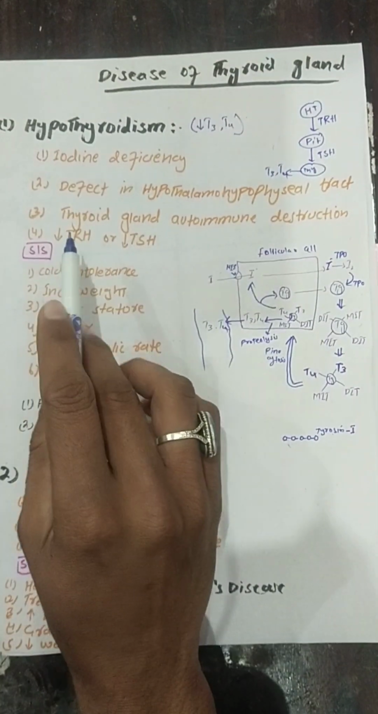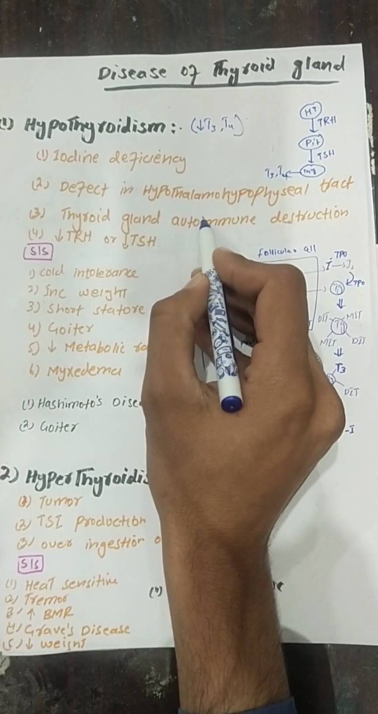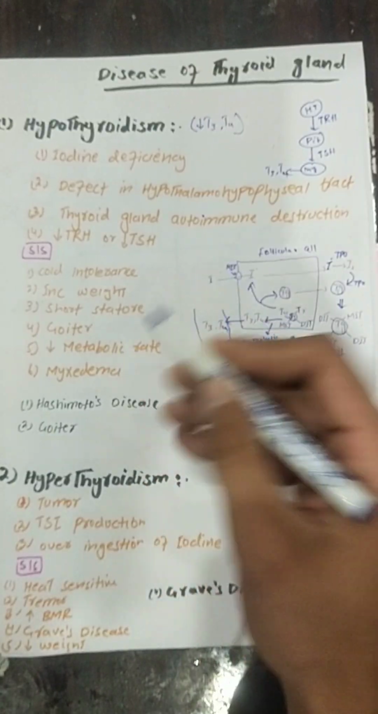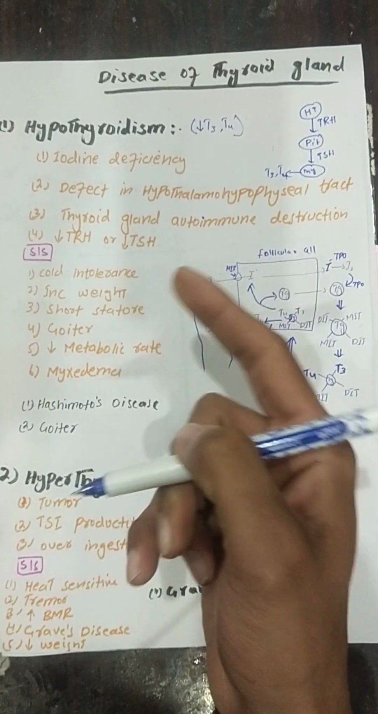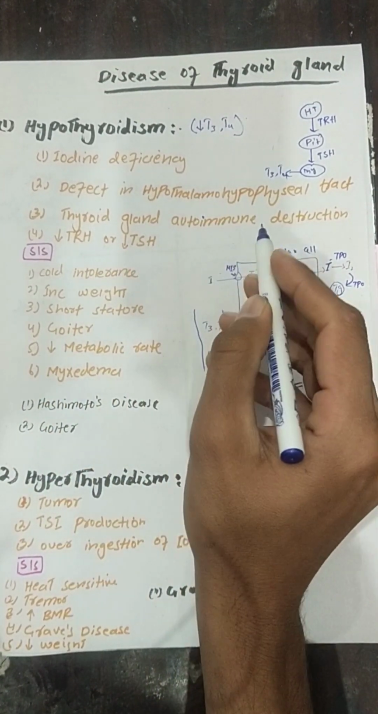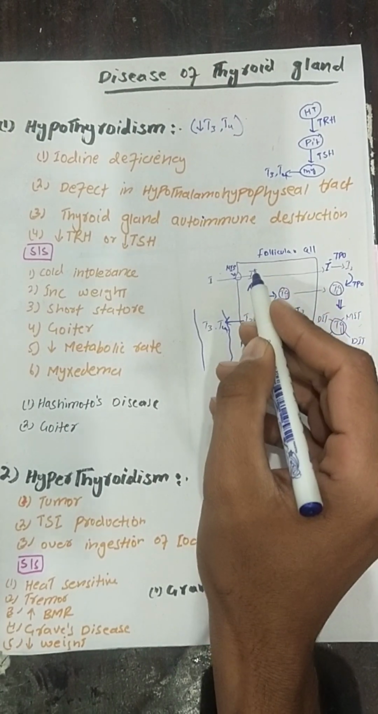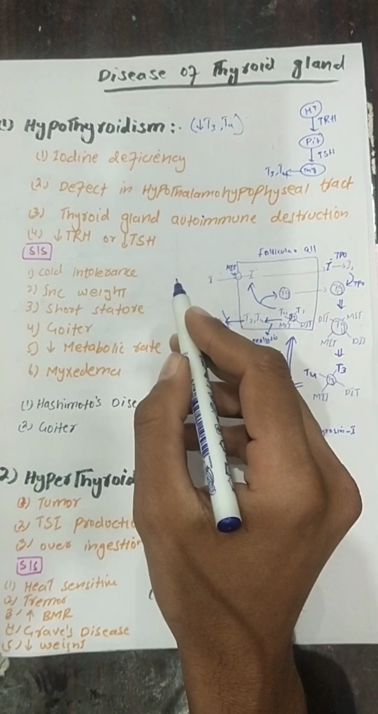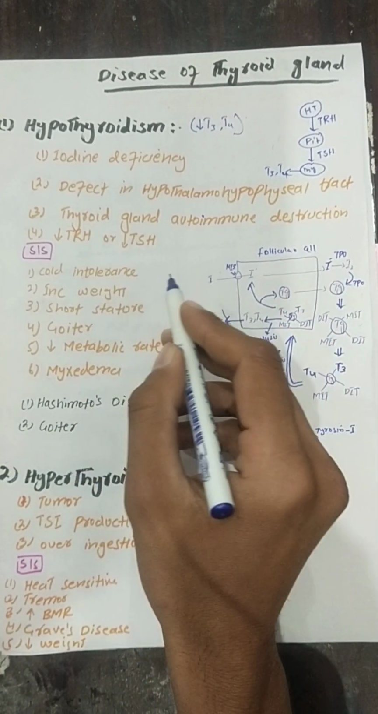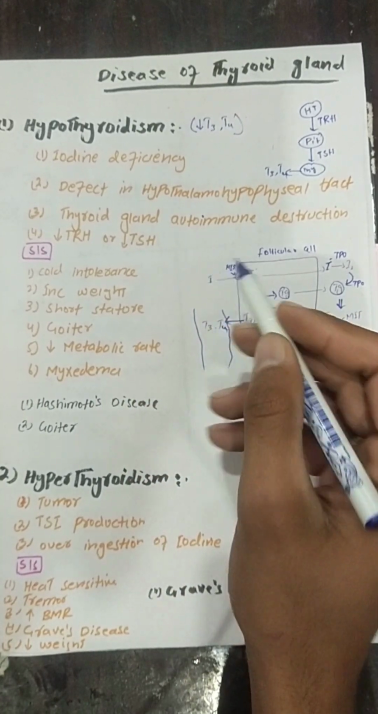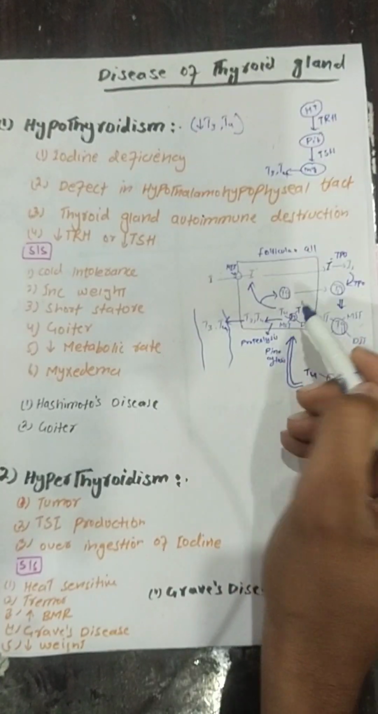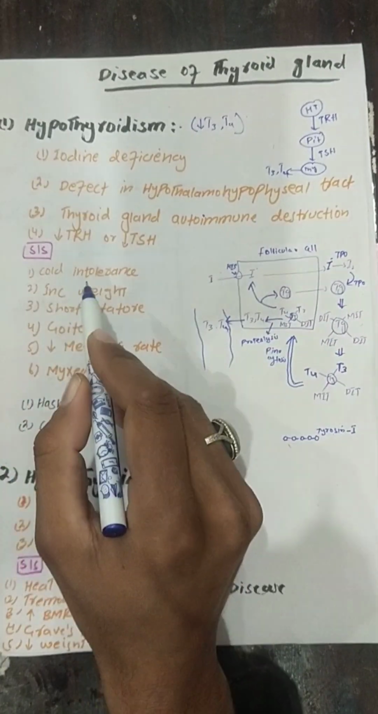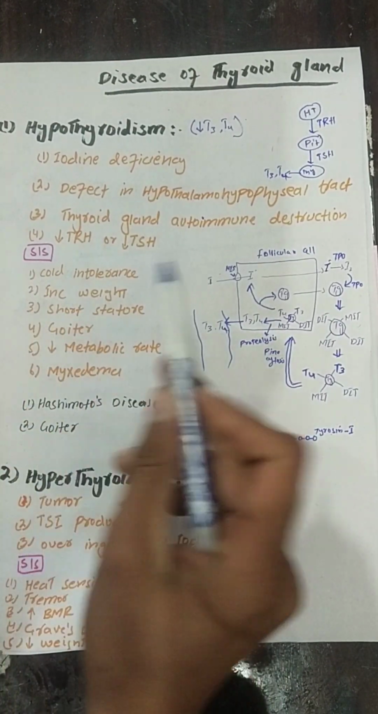The second most common cause is that sometimes an autoimmune response occurs, in which autoantibodies are formed, and these autoantibodies cause the destruction of the gland. When there is destruction of the gland, there will be no follicular cells. When there are no follicular cells, no process will occur, and T3 and T4 will be decreased. So this was the pathophysiology, and now the signs and symptoms of the disease.